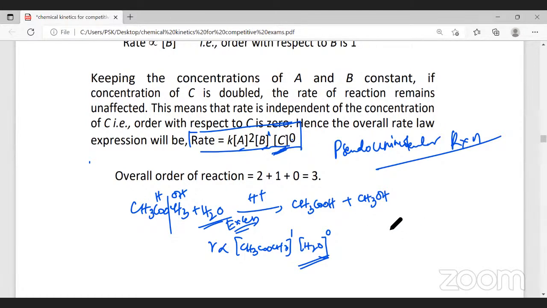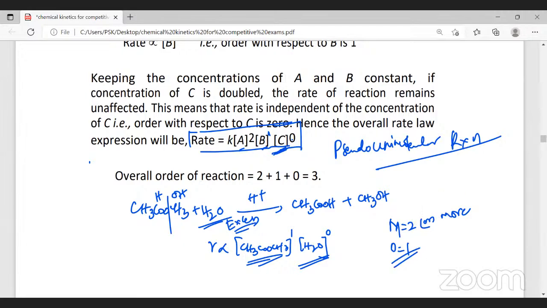Now for this particular reaction, the molecularity is 2, but the order is 1. Why is the order 1? Because the order with respect to water is 0. So the order depends only on the concentration of methyl acetate. Therefore, order is 1. A reaction in which the molecularity is 2 or more, but the order is 1, is called a pseudo unimolecular reaction. This is what a pseudo unimolecular reaction is.